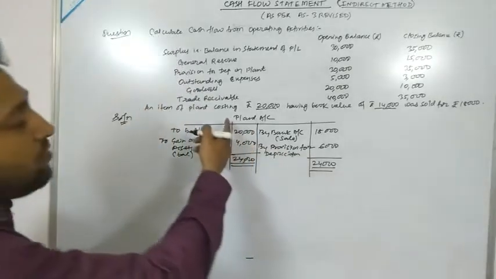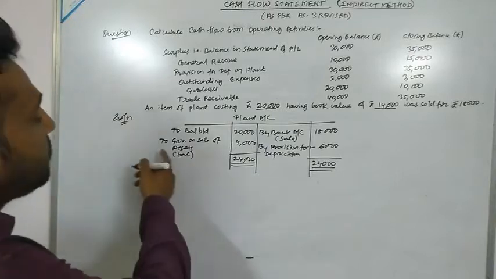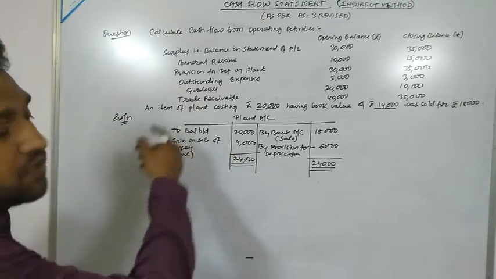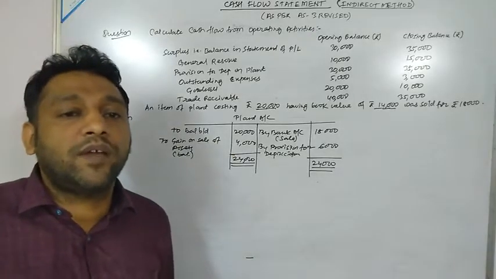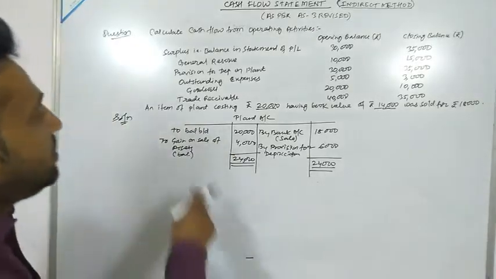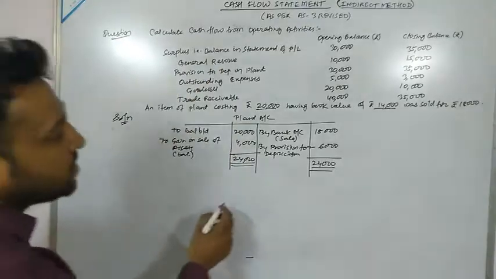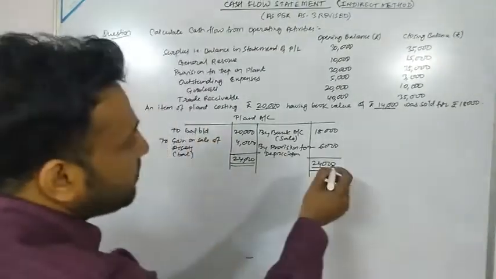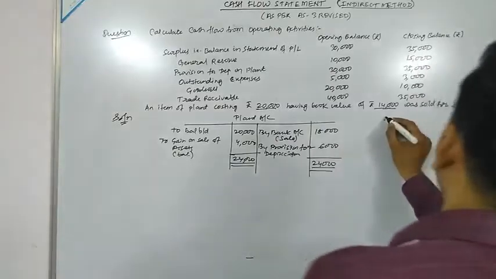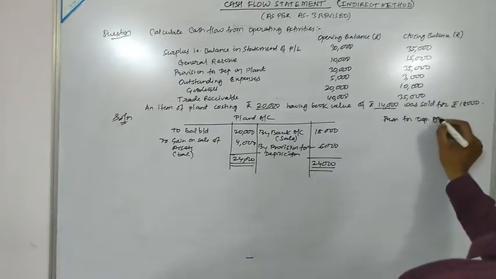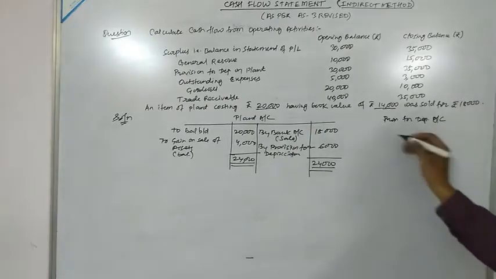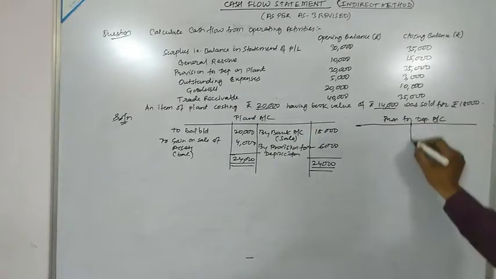Okay, so from the preparation of plant account, we have calculated the gain on sale of assets. That will be added back in the case of your net profit before tax and extraordinary items. Now again, your provision for depreciation has been given, so we are required to prepare one more account, that is your provision for depreciation account.